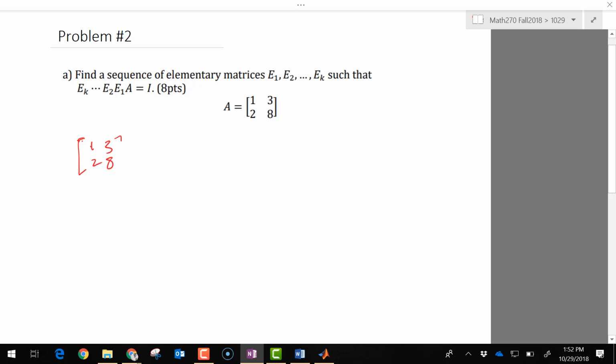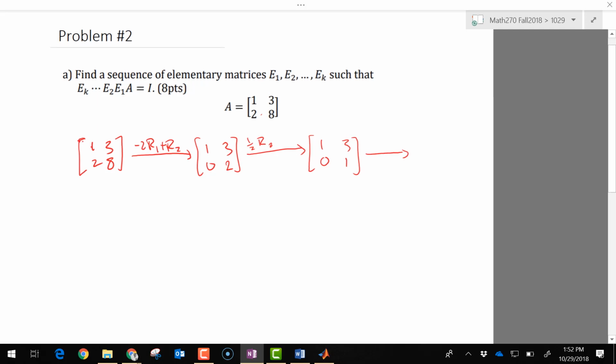So 1, 3, 2, 8. The first one, multiply -2, row 1 plus R2, 1, 3. This becomes a 0. This becomes a -6 plus 8 is -2. No, +2. And then we want to reduce this. So row 2 times a half. And then we want to wipe out that 3. So row 2 multiplied by -3, add to row 1. And then that's it.